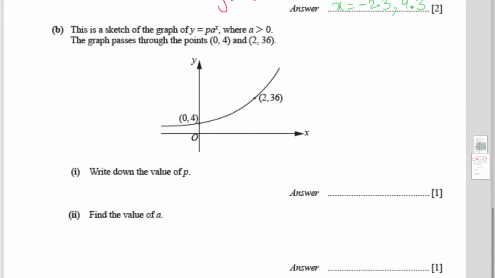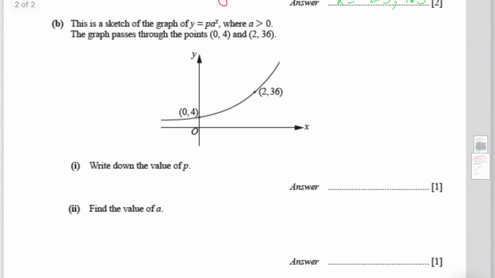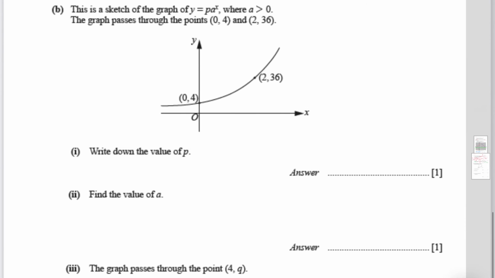Let's move on. One second, let's use the red color to solve the remaining questions. The next part says, this is a sketch of the graph of y equal to p times a to the power of x, where a is greater than 0. The graph passes through the points (0, 4) and (2, 36). Then they've given us a graph. This is an exponential function. Write down the value of p.